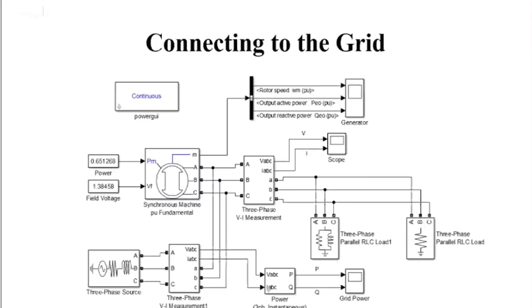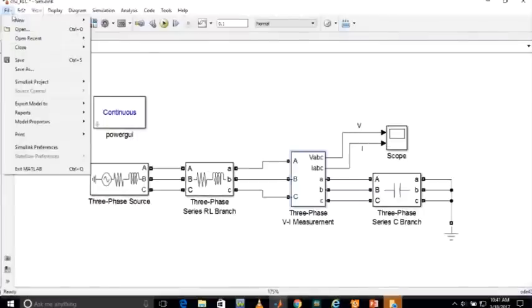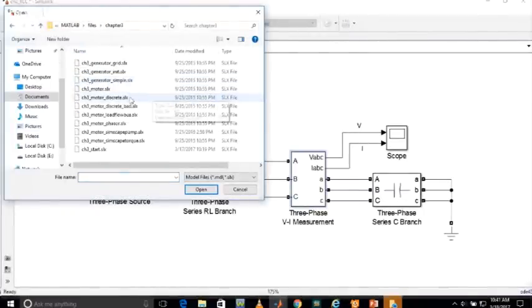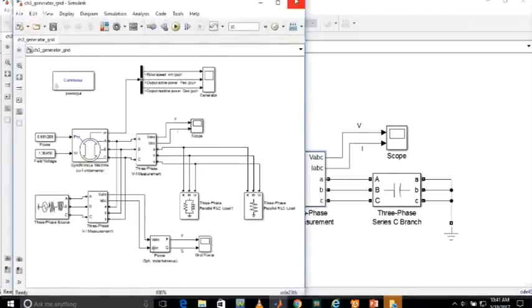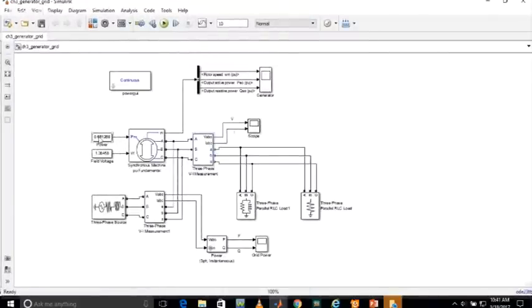So again, file open. So this is the system we have created. We have already made this system, right? Synchronous generator to load. We just have connected another three-phase source. What we want to make is an infinite bus, right? What is a grid? It's an infinite bus, right?